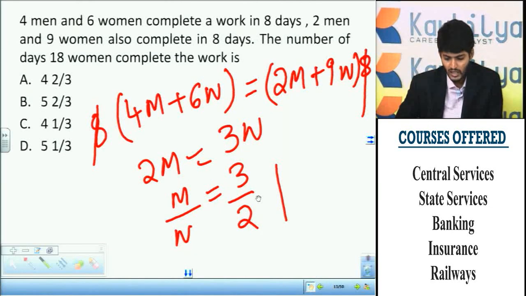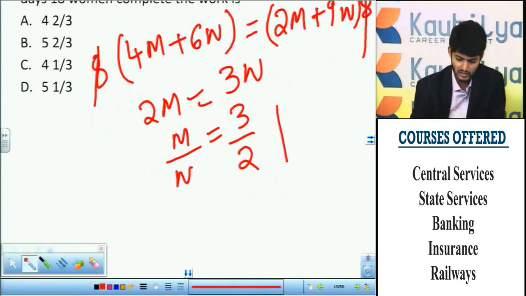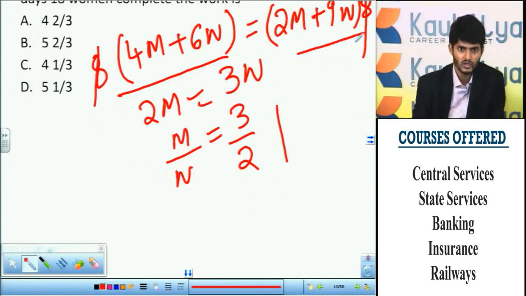Now the question is the number of days 18 women take to complete the work. So what is the work? Work is done for 8 days by 4 men and 6 women. So let us try to calculate first what is the total work. The total work is either your LHS or your RHS. So either you can take this as the total work or this as your total work. Let us go with your LHS.